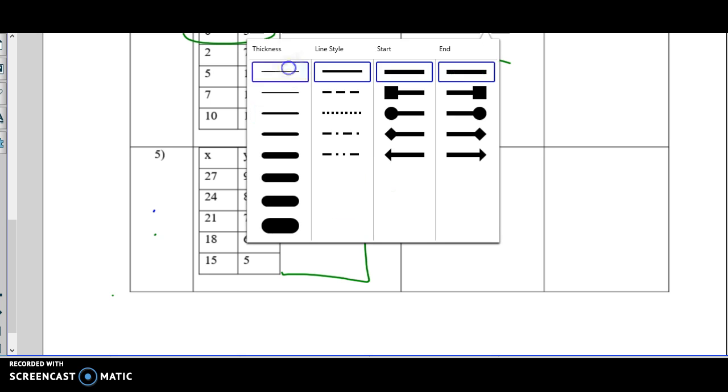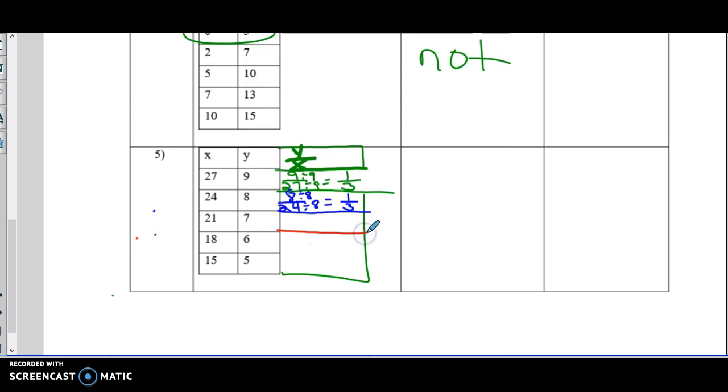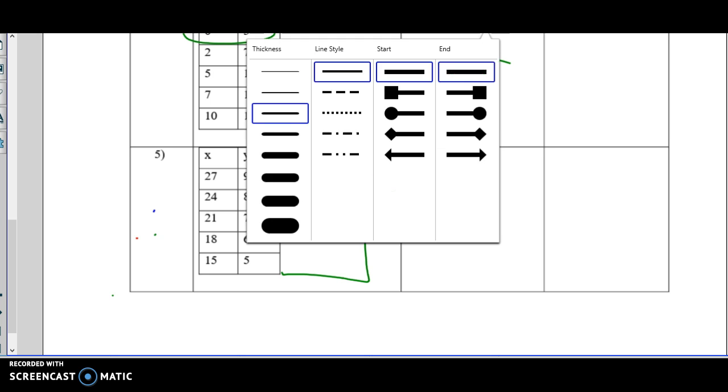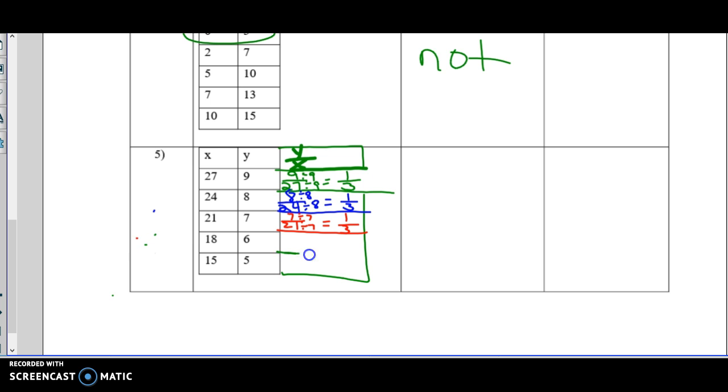For my next values, I have y over x, 7 over 21. Both numbers can be divided by 7 when I simplify my fraction, so I get 1/3. Two more values. I have 6 over 18. Both numbers can be divided by 6, so I get 1/3. And my last value, I got to test them all to make sure I always get the same number. I have 5 over 15. They both divide by 5. And as you can see, I also get 1/3.